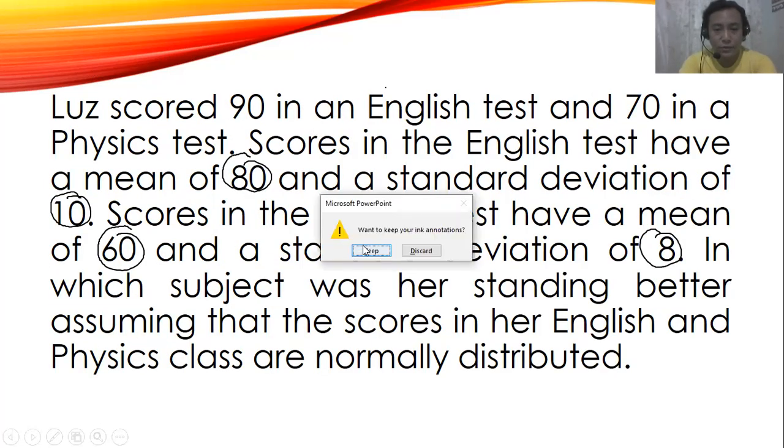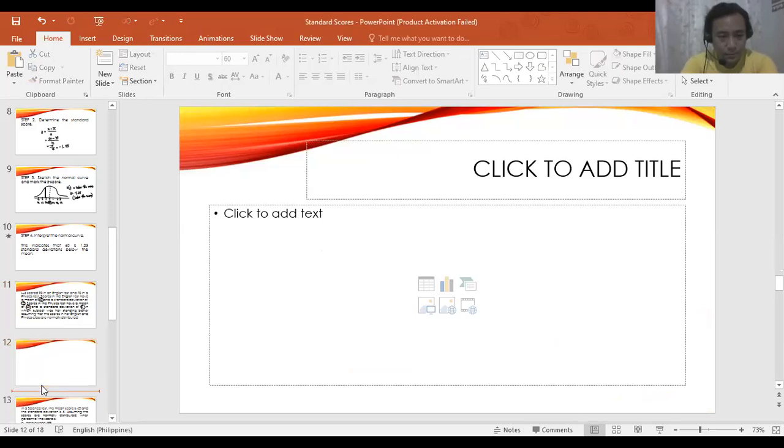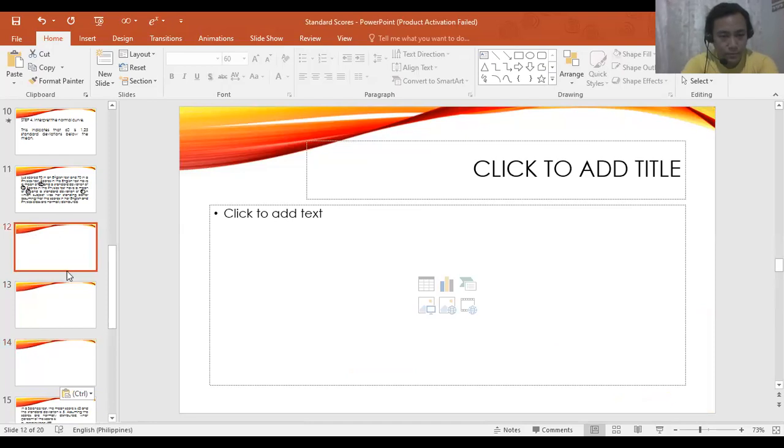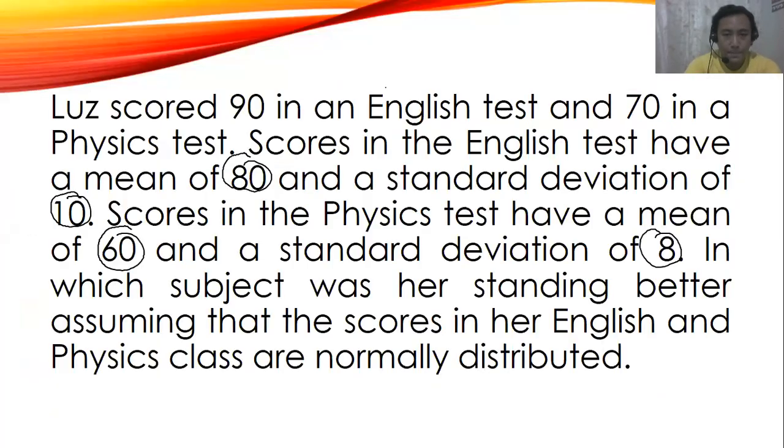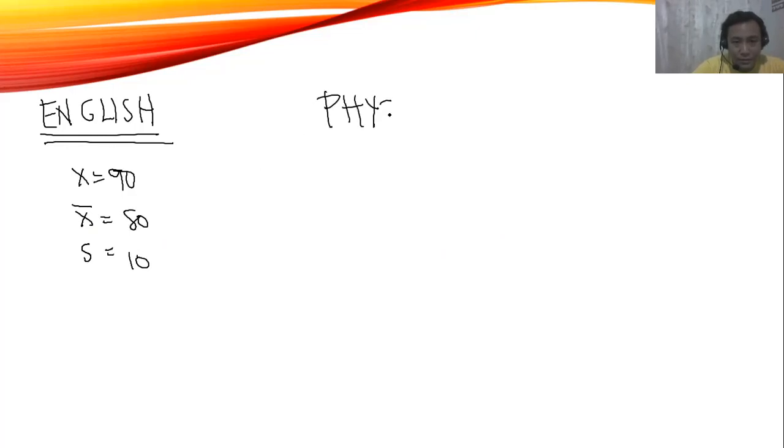So, let's solve this. But before that, kulang ako ng slide. So, tingnan natin ha. Luz scored 90 in English. The mean and the standard deviation are 80 and 10. For the physics, ang score niya ay 70. Yung mean and the standard deviation ay 60 and 8. So now let's solve for the z-score.